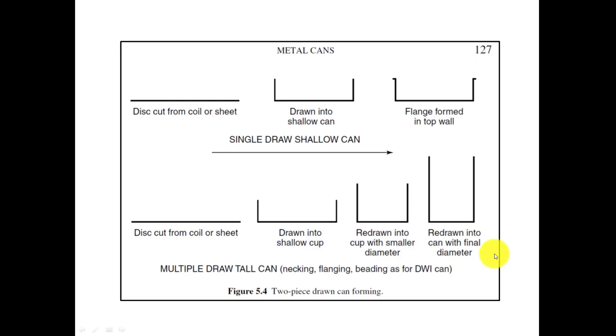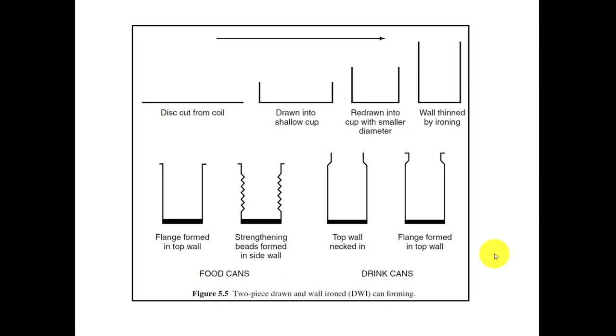Two-piece drawn can forming. Here is the example of DWI cans. In the case of DWI cans, there is a disc cut. It is drawn into a shallow cup, and then it is redrawn into a smaller diameter. Now the diameter will not be further reduced, but the wall thinning will be carried out, and due to wall thinning, the height of the can will increase.